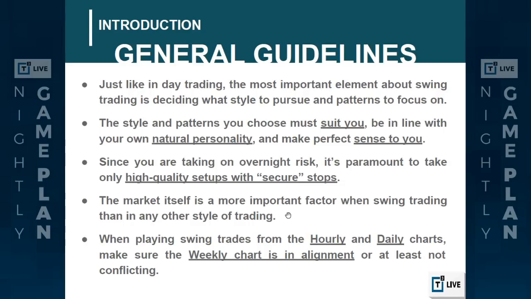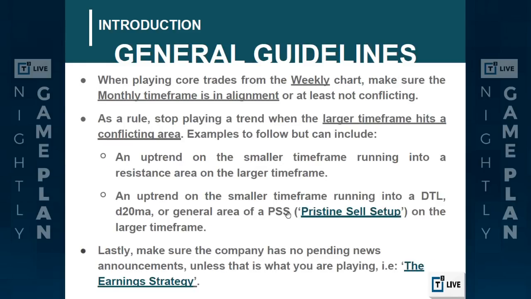The market itself is a more important factor when swing trading than in any other style of trading. When playing swing trades from the hourly and the daily charts, make sure the weekly chart is in alignment or at least not conflicting. Sometimes I'm playing a swing trade off of the daily chart and it's long, right into a declining 20 on the weekly chart. That's not a very good idea. So you want to make sure at least the weekly is not conflicting. When playing core trades from the weekly chart, make sure the monthly time frame is in alignment, or if it isn't quite in alignment, make sure at least it's not conflicting.